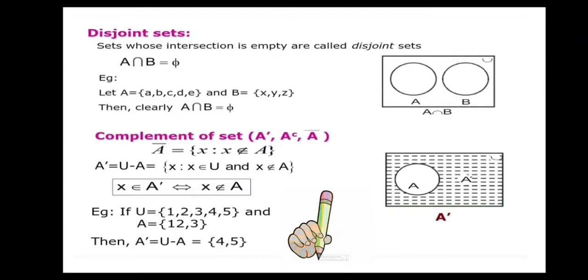So let A equal {A, B, C, D, E} and B equal {X, Y, Z}. This means there are no common elements, which is written as A intersection B equal to phi.